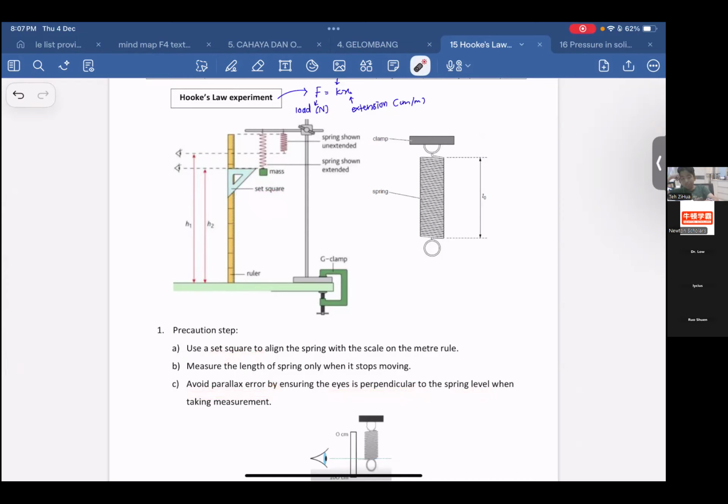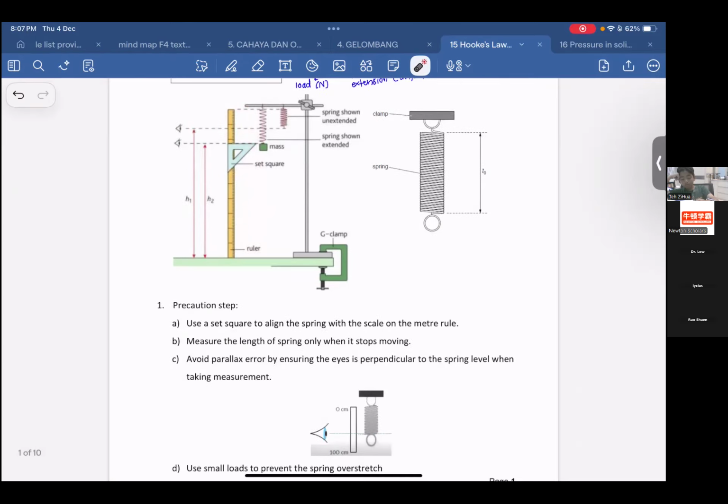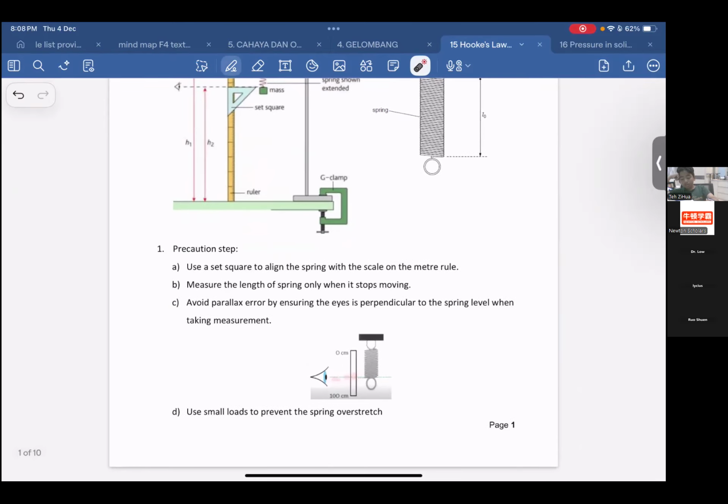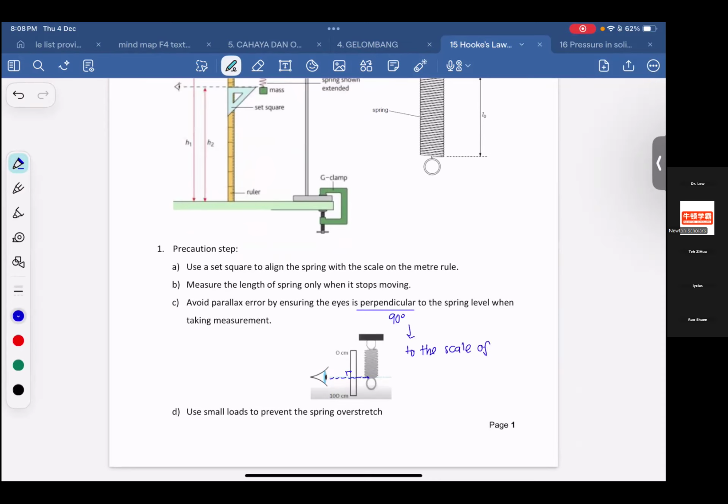One more common answer is you put your ruler nearer to the load. Put your ruler near to your spring. So this diagram can be improved by drawing the ruler somewhere here. So this is perpendicular. Your eyes perpendicular to the scale of the ruler, 90 degrees. Perpendicular means 90 degrees. So normally I will say perpendicular to the scale of the ruler, to avoid parallax error, make sure your eyes are perpendicular.